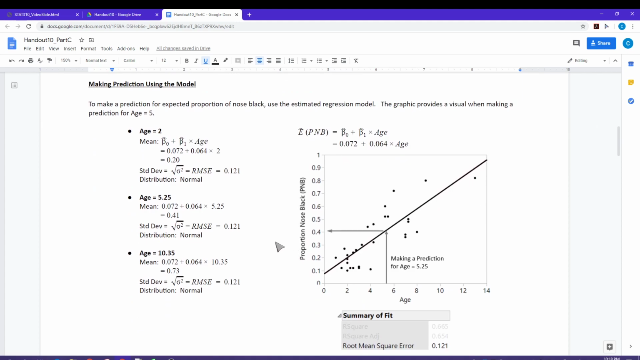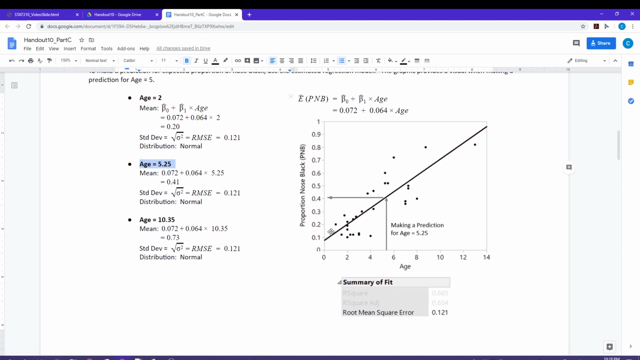So to make a prediction for the expected proportion of nose black, I can just use the estimated regression model. I simply need to plug in a quantity for age. So for example, if I want to make a prediction for a lion that is 5.25 years old, I would just need to plug that into this equation. That's shown on the graph here as well. It looks like that prediction will be a little bit over 40%, or a little bit above 0.4.